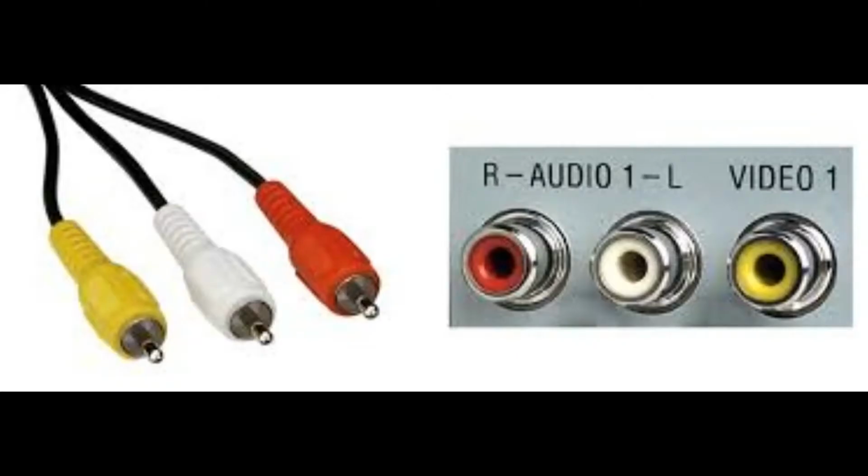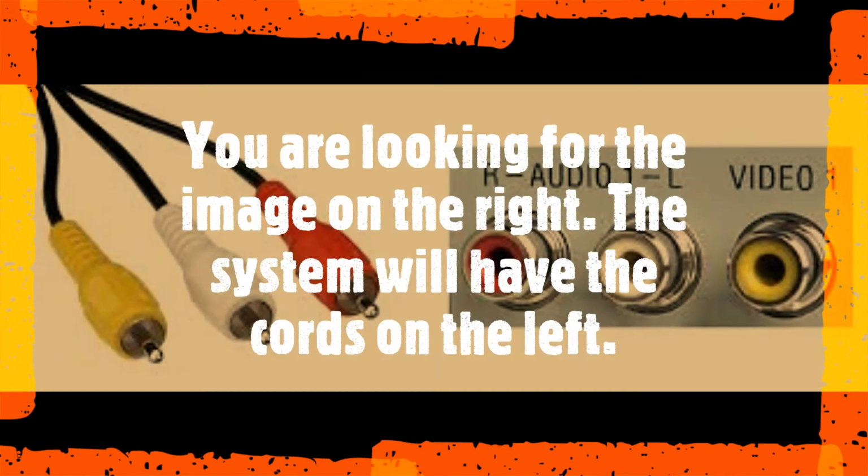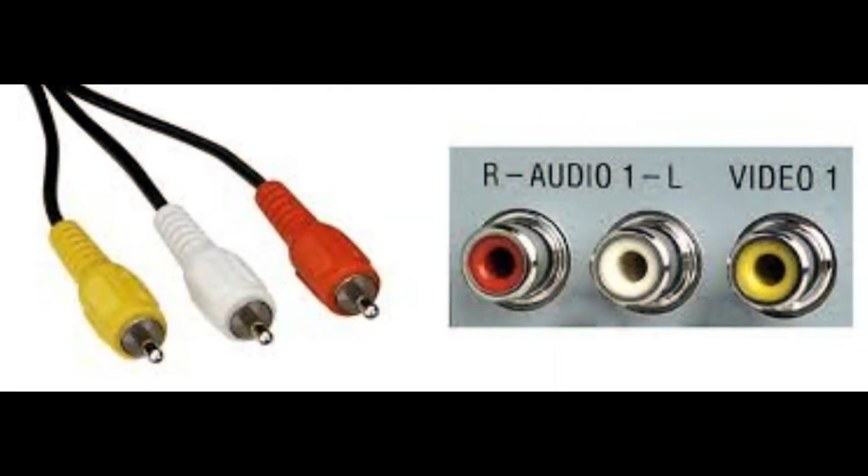So the first one is we're going to look for these 3 little plugins right here. We want these 3 colors. So we want a yellow, a white, and a red. These are called AV hookups or audio video hookups. Basically, the red and the white are where your sound comes from, and the yellow hookup is where your video is going to come through.